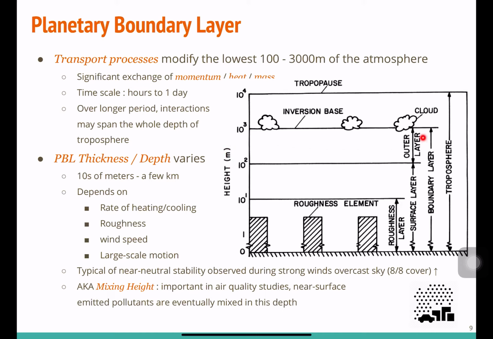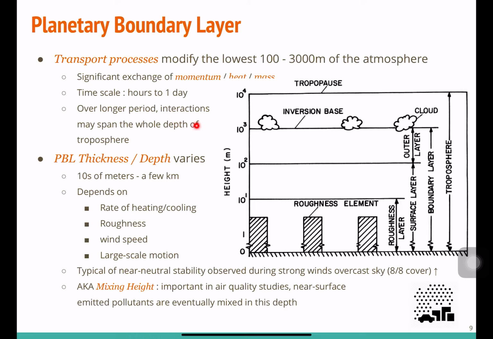So the boundary layer is actually a very thin layer. And then we have a layer for the exchange between the free atmosphere and the boundary layer. And then we have a layer called surface layer. Don't worry about them. We will get to the details for these different layers later, okay? We need to know about the significant exchange of momentum, heat, and mass between the boundary layer and the free atmosphere, and then the boundary layer with the surface, okay?